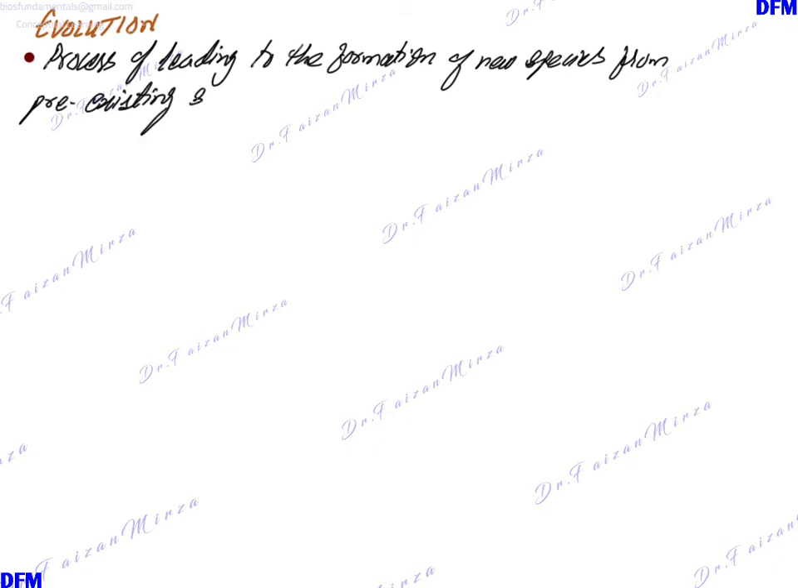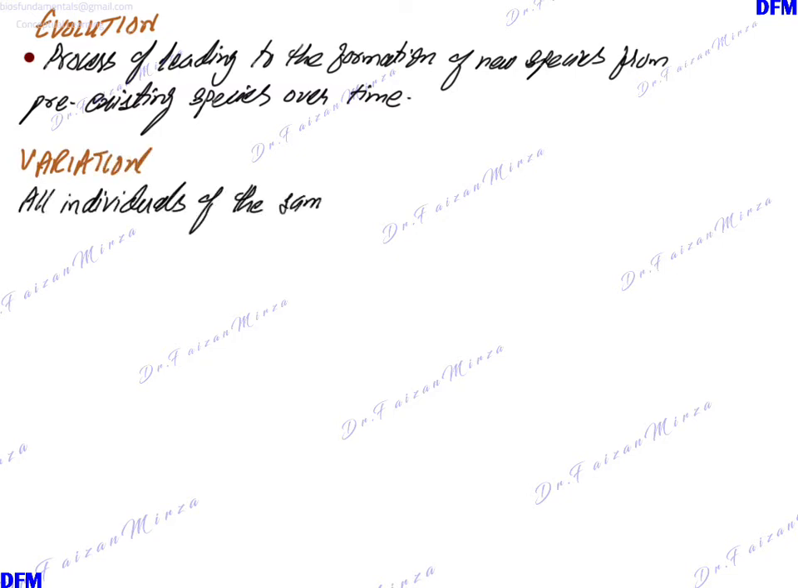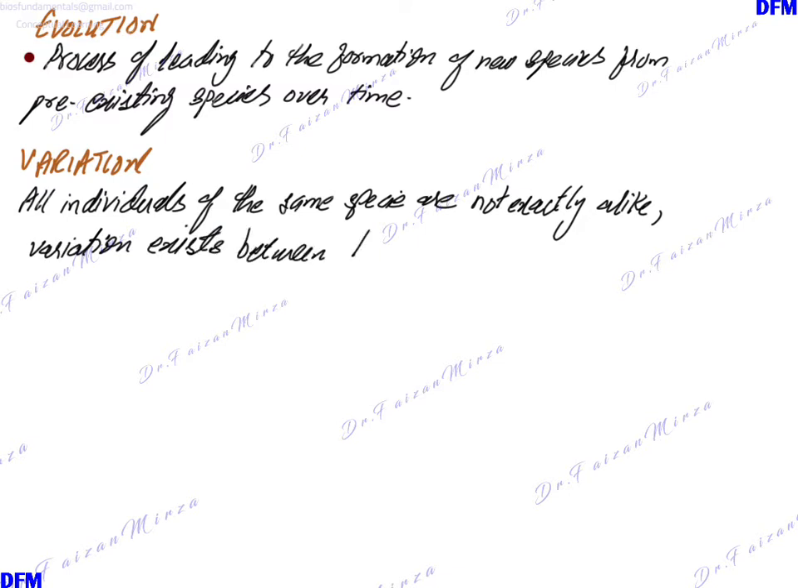What's evolution? The general idea of evolution is that it is a process leading to the formation of new species. And these new species form from pre-existing species over the course of time. Variation actually refers to the fact that all individuals of the same species are not exactly alike. They have a set of varying features, and variation exists between them.